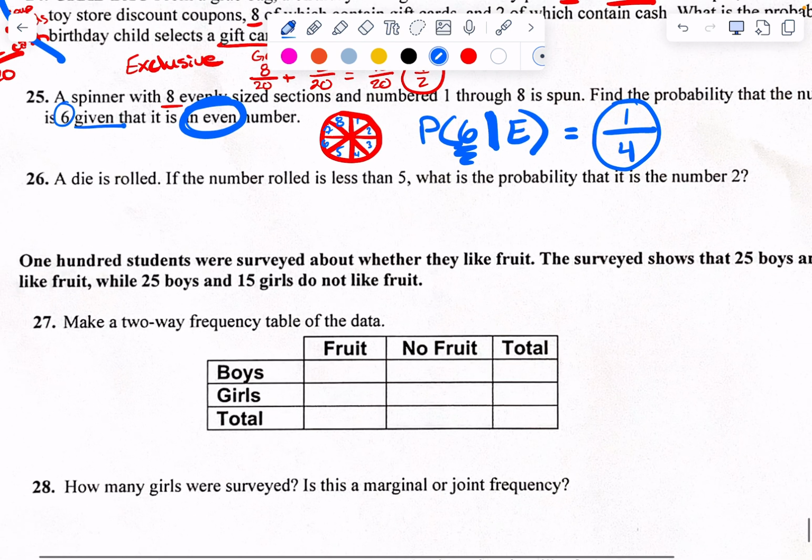All right, a dice is rolled. 1 dice, right? If the number rolled is less than 5, what is the probability that the number is 2? Okay, are you guys all listening to this one? This one is worded weird. 26. Listen. If the number rolled is less than 5, do you know another word for if? Given. Given the number is less than 5, what is the probability that the number is 2?